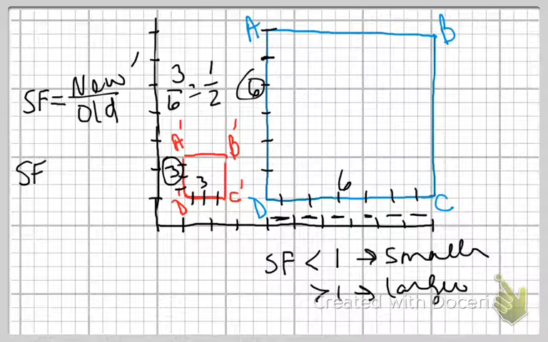That means, just like I talked about earlier with money, if I had $6 and I took half of it, or multiplied it by half, I'd get $3, which is the same situation here. Scale factor is 1/2, which is less than 1, which makes the shape smaller.